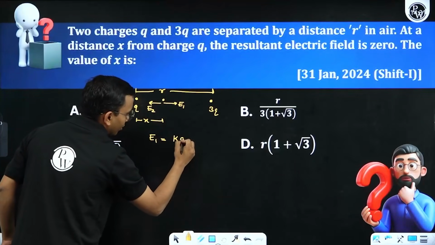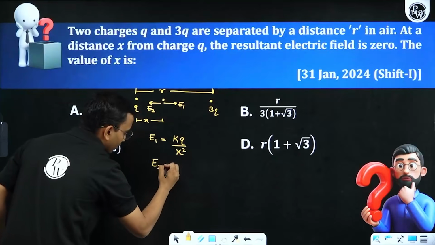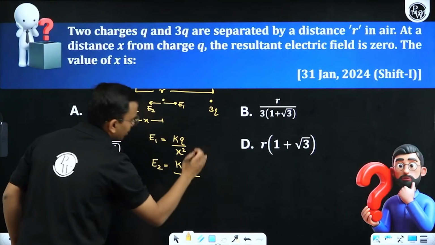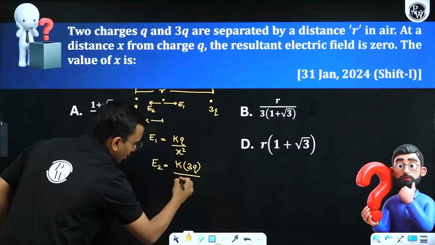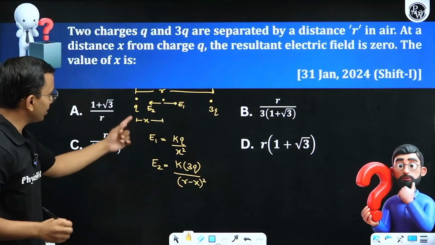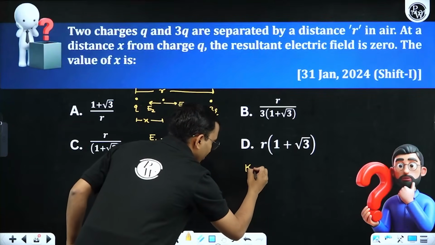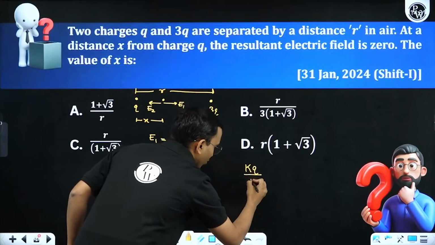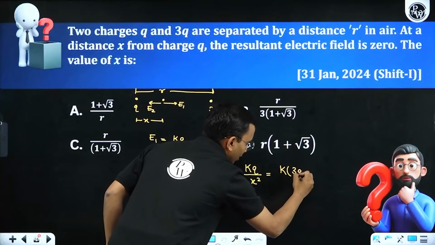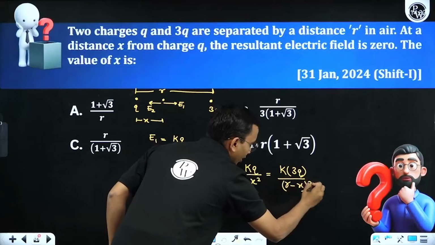E1 is kq divided by x square. What is E2? K 3q divided by the distance r minus x, so r minus x square. E1 is equal to E2, equate them. So, kq divided by x square is equal to k 3q divided by r minus x whole square.